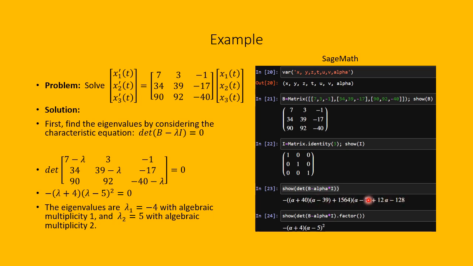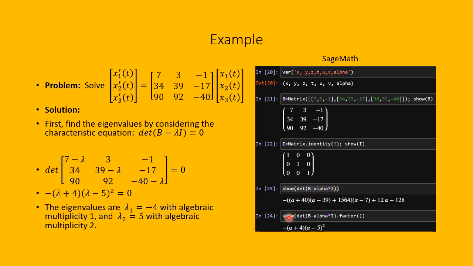It looks kind of messy, and in fact we can see that what we have here are parentheses here, another parentheses for a plus 40 times a plus 39. This last parentheses matches with the first one here, plus 1564 times the quantity alpha minus 7, plus 12 alpha minus 128. I want to solve for alpha. This is not a nice equation to set equal to 0 and to solve for, well, actually getting ahead of myself, not the characteristic equation yet. But here's the determinant in a fairly messy form.